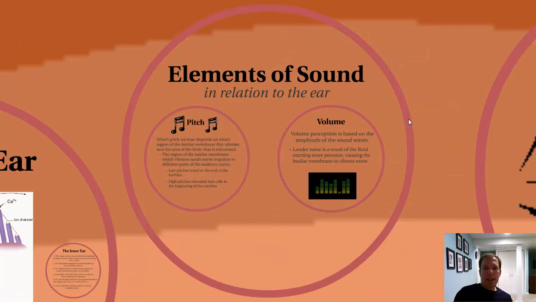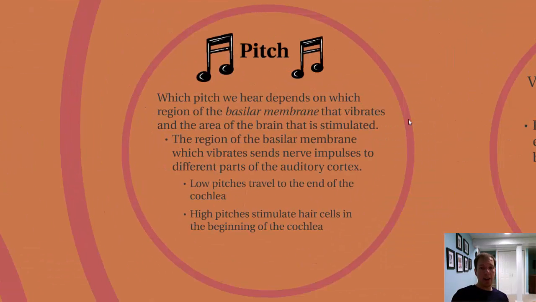Now, how is it that the ear is able to perceive different kinds of sound? There's really two important categories that we can key in on. One is pitch. With pitch, our hearing depends on which part of the membrane vibrates. That fluid travels through the cochlea, but depending on the pitch of the sound wave, those that are very low pitches are going to cause displacement of fluid and a vibration of the membrane at the end of the cochlea. You can imagine that it's traveling through the spiral all the way to the center.